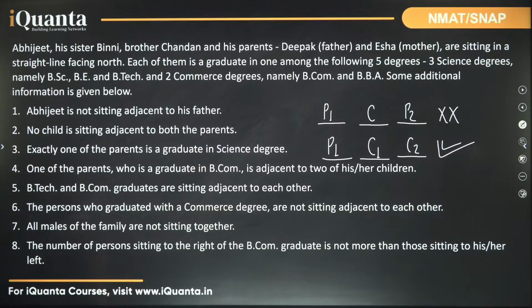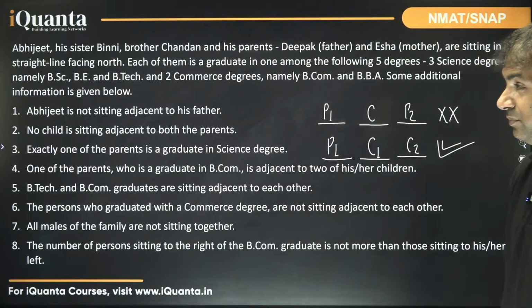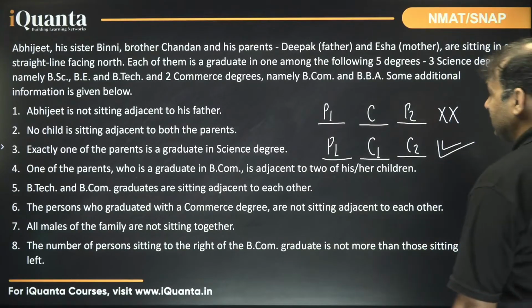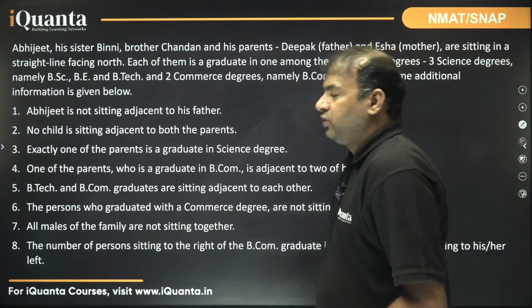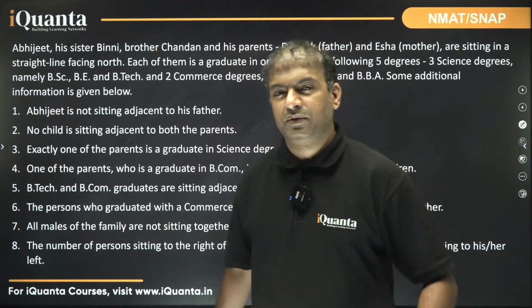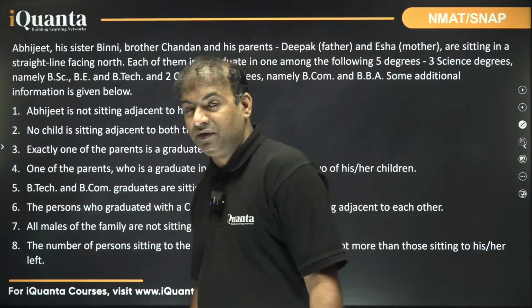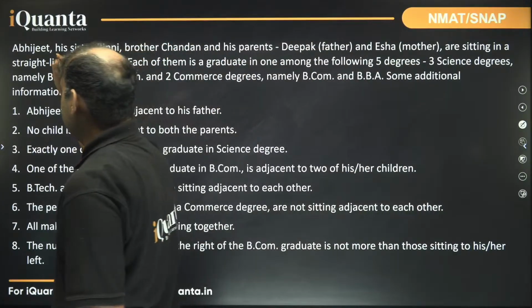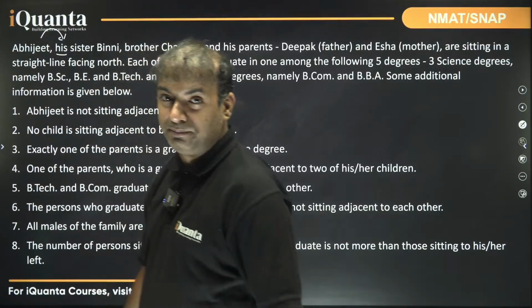So, guys, I think I should explain this, right? I really think that I should explain this now. Okay, the question says that Abhijit, his sister Bini, brother Chandan, his parents Deepak, father, and Isha, mother. Guys, I'm sure you know that in logical reasoning, we cannot define the gender of the people with their names, right? So we just can't say Abhijit must be a male or a female, but they have written "his" for Abhijit. So because of this "his", we can say that Abhijit is male, right?